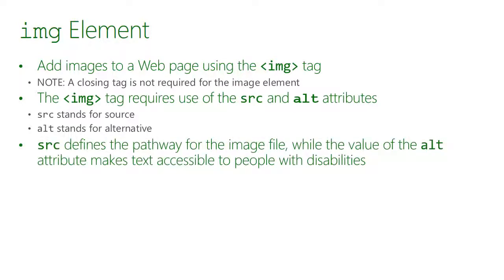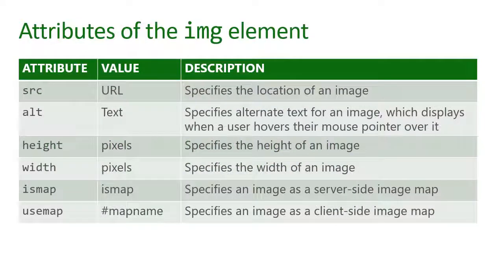src defines the pathway for the image file. Okay, so basically it tells the browser where to source the image, while the value of the alt attribute makes text accessible to people with disabilities. So, for example, people who are blind or have visual disabilities obviously can't see the image itself, so you can include some text about the image within the alt tag. Okay, so red house, for example, or whatever it is, you can just include some information about it.